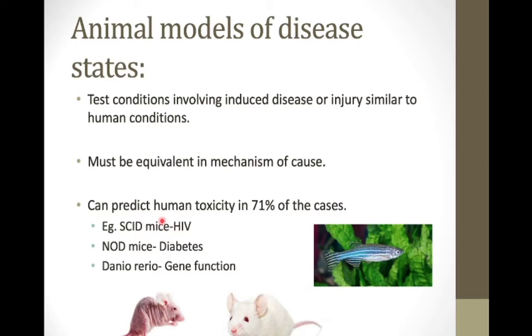For example, we can use SCID mice for development of HIV treatment. SCID stands for severe combined immunodeficiency. So this is what the SCID mice look like. They're kind of naked, but they have a deficient immune system. We also have the NOD mice. Here's an example of a NOD mouse. They've been used in diabetes. And the zebrafish, known as Danio, are used for looking at gene function.